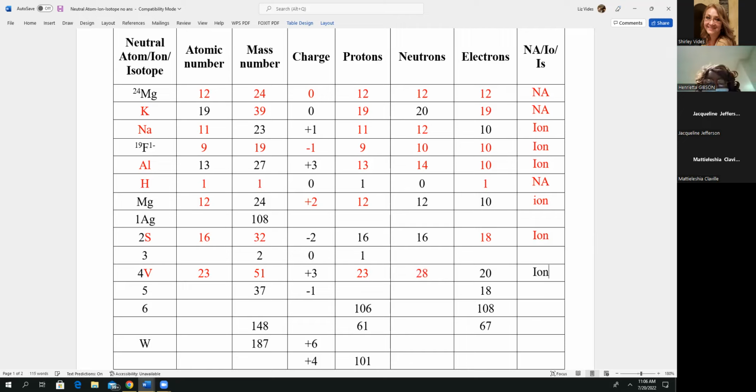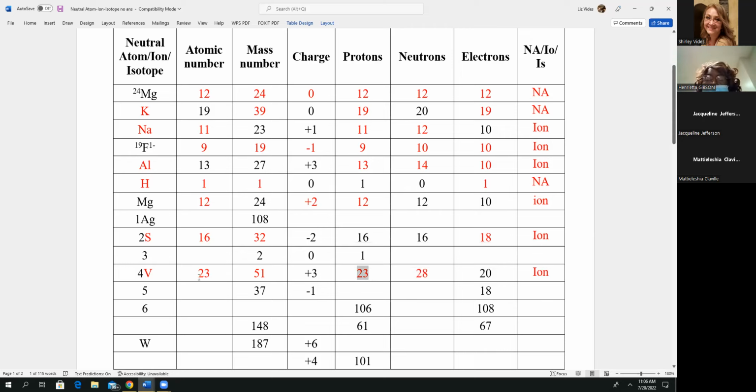How do we know that? Because we have a charge, right? And that's what makes it. Or if you're looking at a different way of looking at it, the number of protons and electrons are different. And that tells us that's an ion.